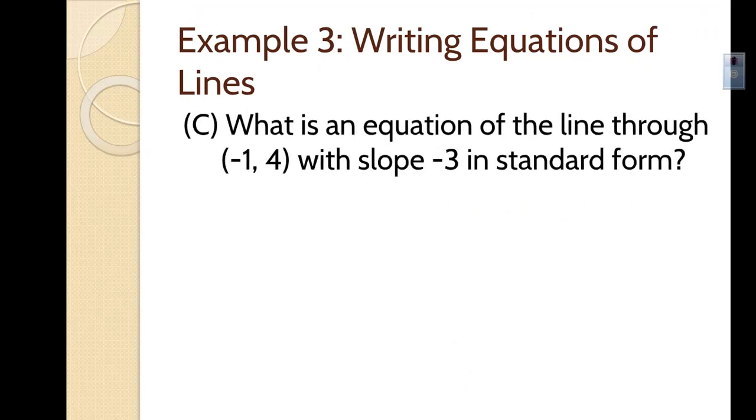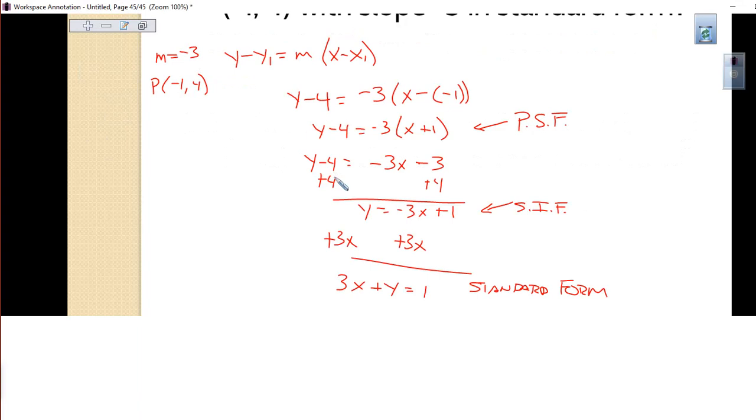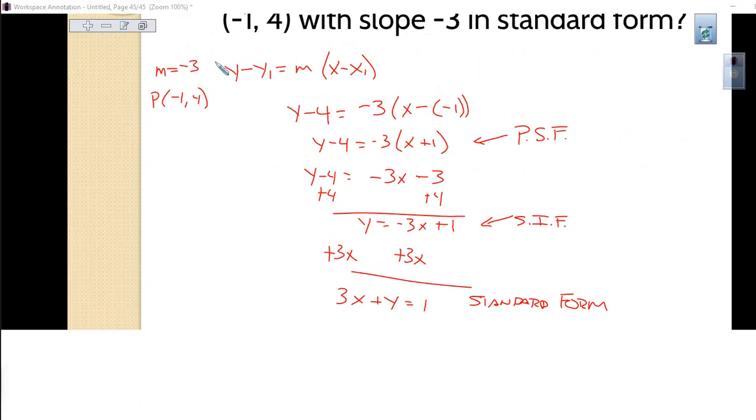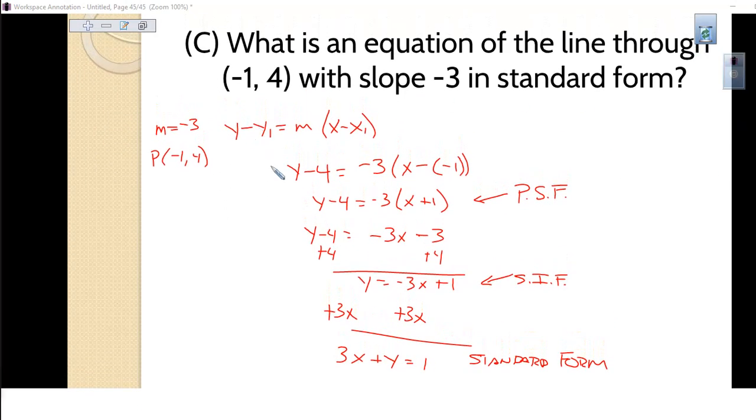I want you to pause the video now, work out problem C, and write your equation in standard form. All right, so we take our line, our slope is negative 3, our point is negative 1, 4. So y minus 4 equals negative 3 times x minus negative 1, which changes to become x plus 1. So this is in point-slope form.